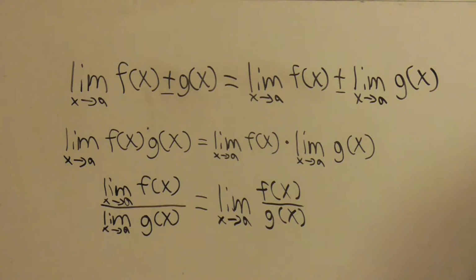These 3 properties of limits are all very similar, and they're all very fundamental. And they're also very intuitive. So we can take the limit of a sum or a difference, and all we need to do is take the limit of the individual parts to get the limit of the whole. The same thing goes for multiplication as well as division.